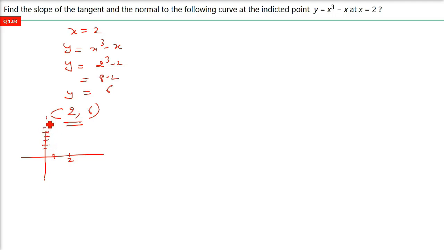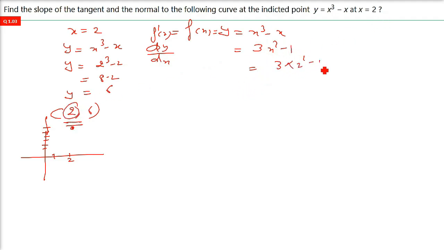So there is a point at which the slope of the tangent and the normal has to be computed. So the only idea is, what we have learned up till now, let us differentiate it. Once we differentiate it, y is equal to x cube minus x, f(x) is this, and when we differentiate it, it will be dy by dx, f dash x is dy by dx. It will be 3x square minus 1, and we have to put x as 2 here. 3 into 2 square minus 1.